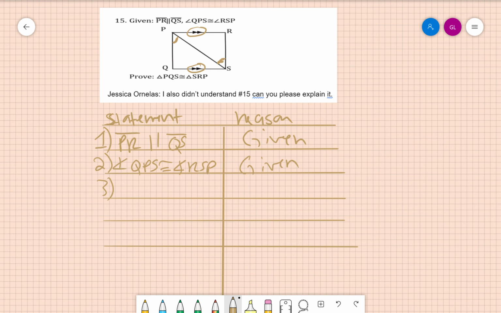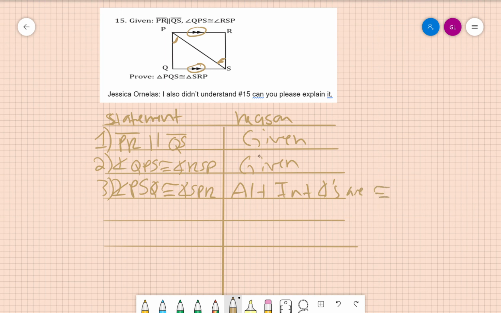So what I would say is they gave that to us. I didn't see that. I didn't realize that they gave us that part of the problem. But I'm going to show you where that comes from. So angle PSQ is congruent to angle SPR, and this is because alternate interior angles are congruent. But let me show you where this is coming from.